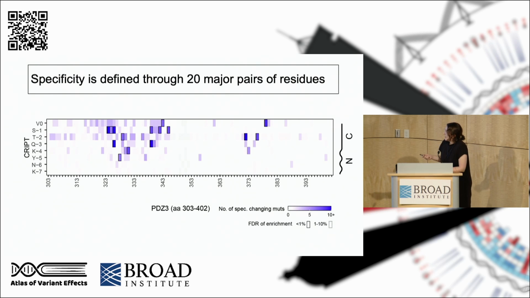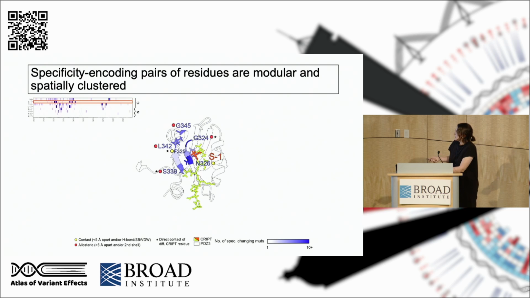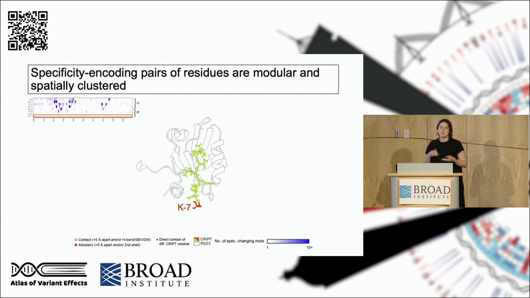And what's really cool is we can then go into the structure and plot for each crypt residue what are the specificity changing positions in PDZ. And we can do this again across the interaction. And what's really interesting about these pairs of sites is that they are largely encoding specificity at one particular crypt residue. So it's a very modular interaction.